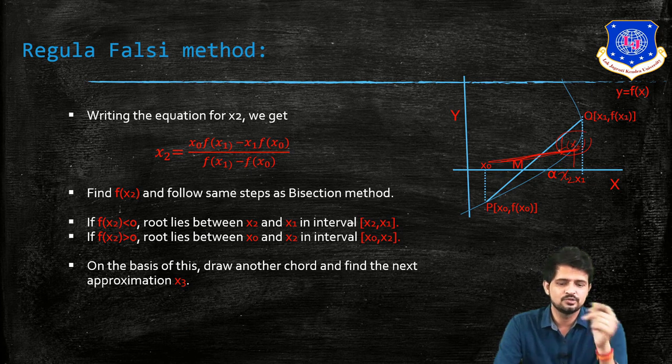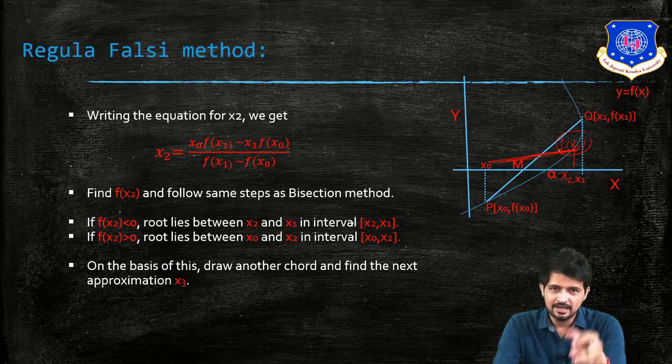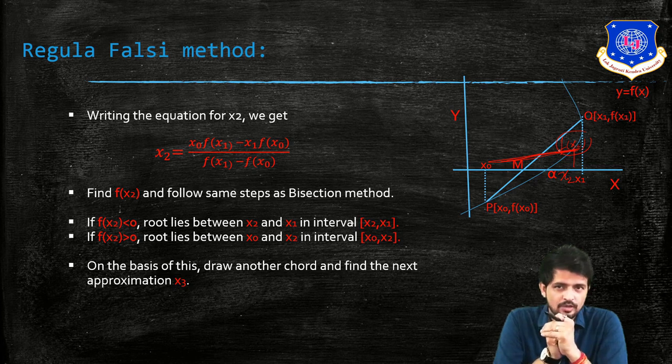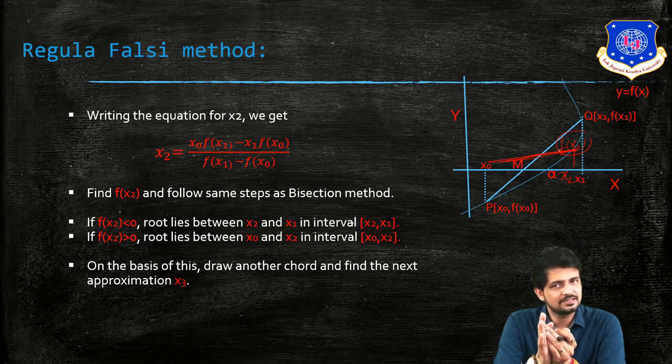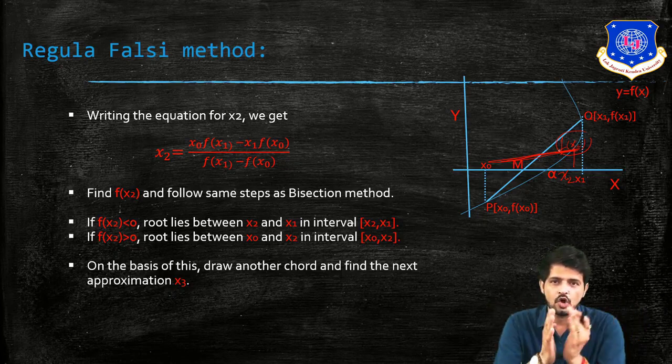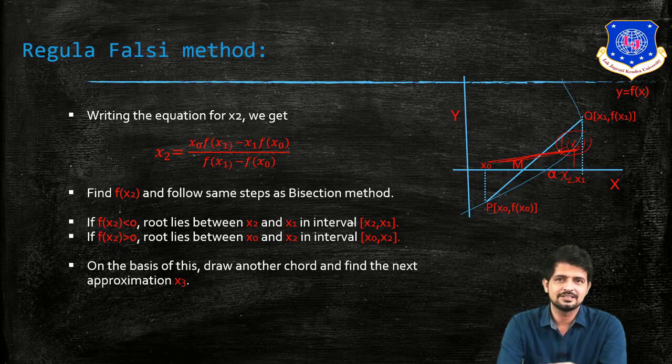On the basis of this, you can find the formula for x3, and by drawing the chords again and again, we can find the different approximations like x3, x4, x5, and so on, on the basis of the function value. If the function value is negative, then reduce the interval from the left hand side, and if the function value is positive, then reduce the interval from the right hand side. By reducing the interval and drawing the chords, you can reach alpha. So we can find the approximate root with the help of this regula falsi method.